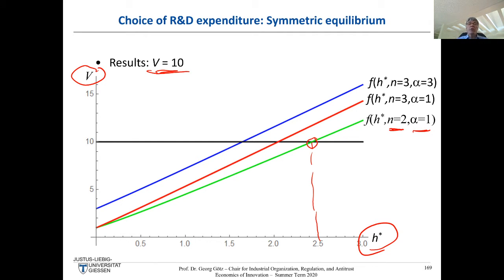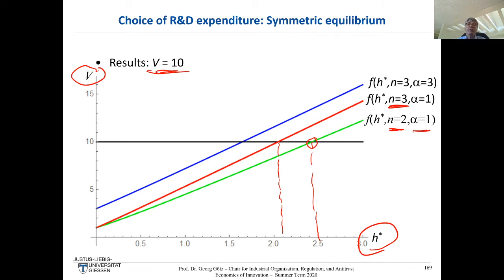Now, of course, what we are interested in is how much you invest if you get more rivals. The red line has 3 rivals rather than 2. And now what you see is, if you get an additional rival, the optimal h will be a smaller one. That sounds plausible. If you have more rivals, each one invests in R&D, that just reduces your chance of being the first, and therefore you will invest less in R&D.